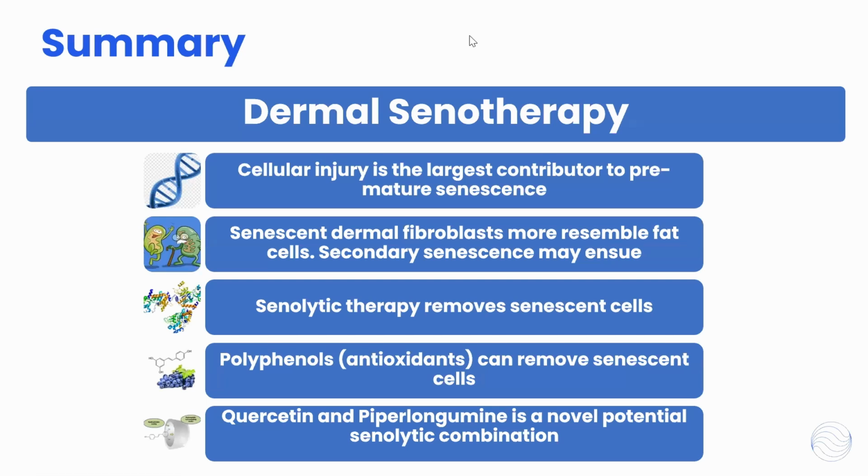Okay, so to summarize this particular talk, the take-home message is that cellular injury is the largest contributor to premature senescence in dermal fibroblasts. When dermal fibroblasts become senescent, they cannot turn back. In fact, those cells that become senescent resemble fat cells more than fibroblasts. They lose their functionality, and it is the first step towards aging skin.